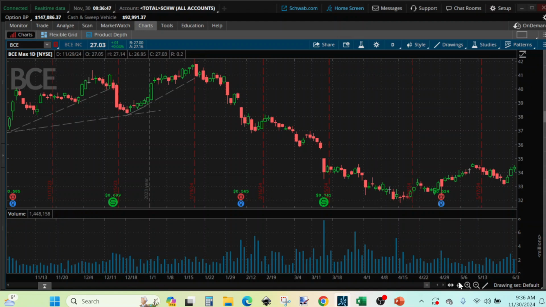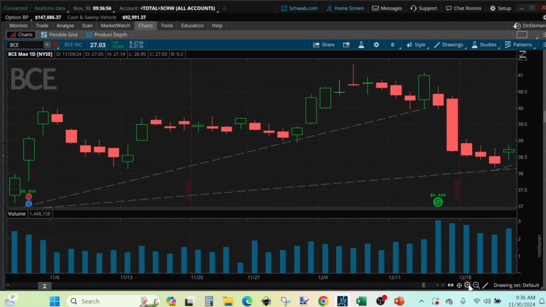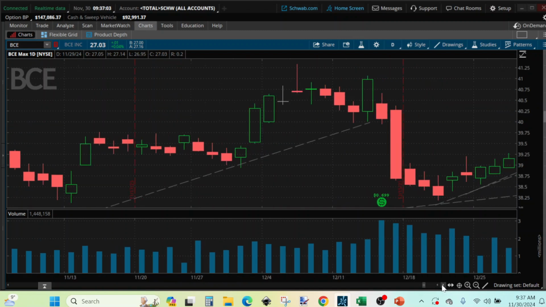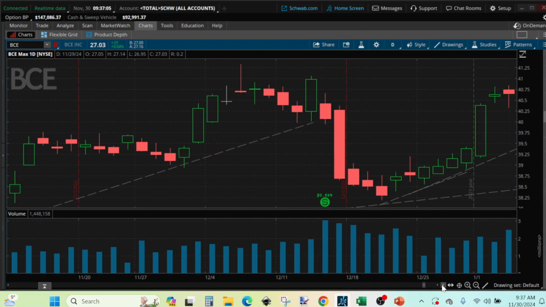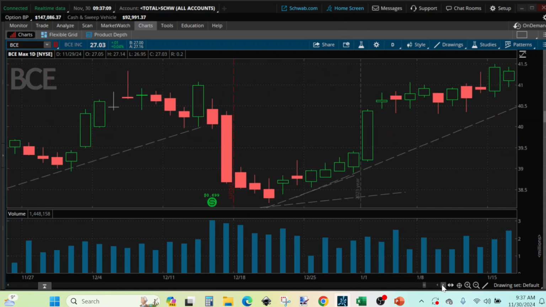A good way of doing this is to hide what is going on. Let's do that again, and now let's go this route. So it pulled back, and then you have the first green.